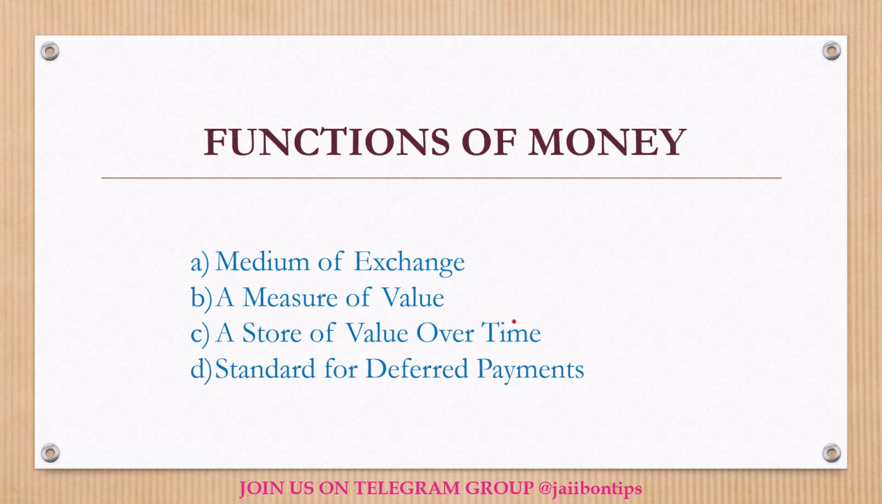Medium of exchange says money is like a special tool that helps us trade things we want, right? Instead of directly swapping goods or services, we use money to buy and sell stuff. It's like having a universal language for trading. What is a measure of value? Imagine money as a ruler that helps us measure how much things are worth. When we buy something, we can see its price in terms of money, making it easy to understand its value.